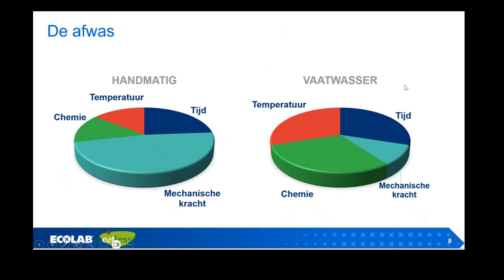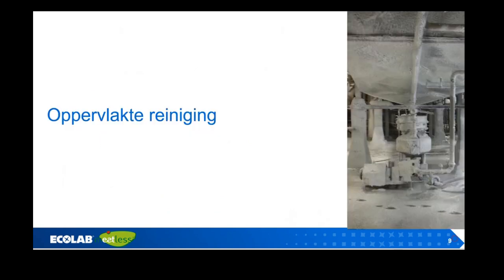Because in the dishwasher you have a pump, but the pump is just strong enough to circulate the water, not to give that mechanical force. It's not a high pressure pump, no. So you can put a lot of chemistry in it. You also can put a lot of temperature in it because it's a closed system. So that's just to let you see the difference between manual and the dishwasher. So now we're going to talk about surface cleaning.